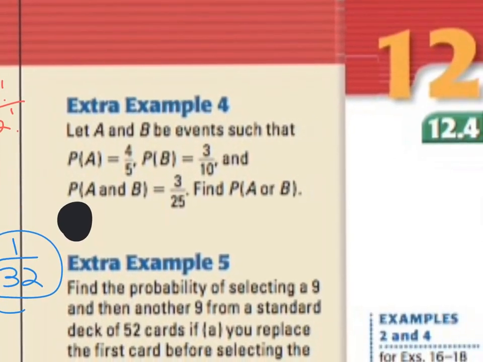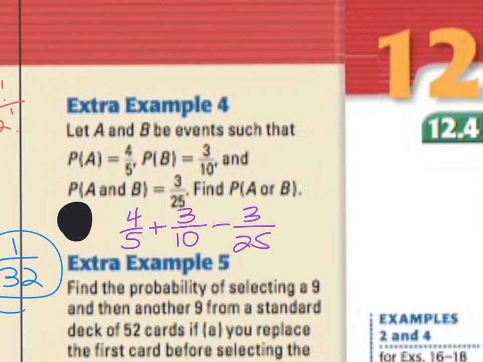Okay, extra example 4 says let A and B be events such that probability of A is 4/5, probability of B is 3/10, and probability of A and B is 3 out of 25. Find A or B. So we're assuming that there's an overlap. That's the A and B. So I would do the probability of A, which is 4/5, plus the probability of B, which is 3/10, minus the probability of them both, which is 3 over 25.